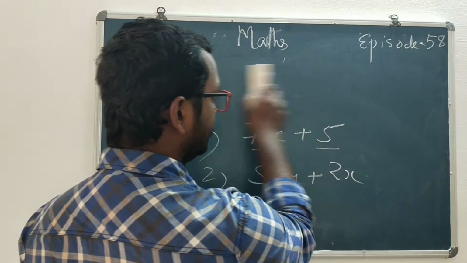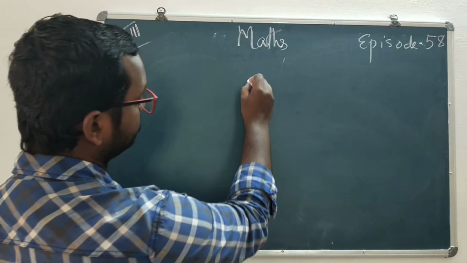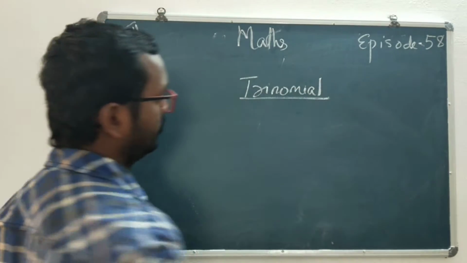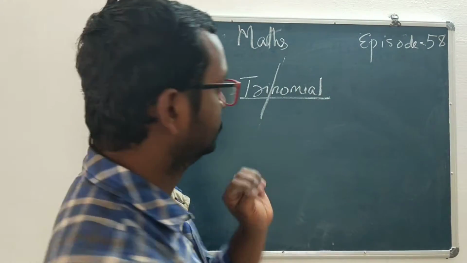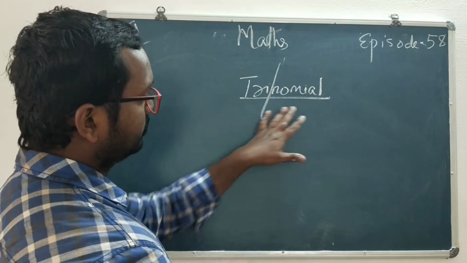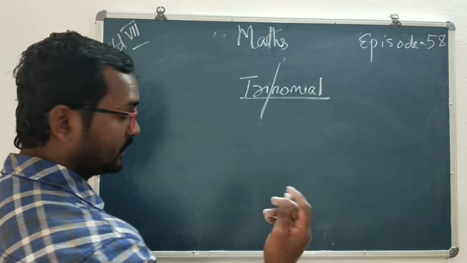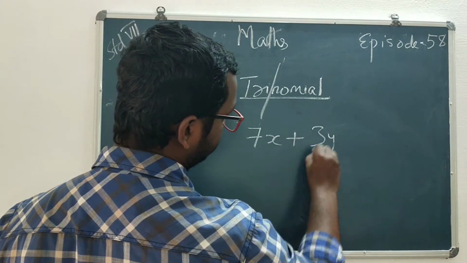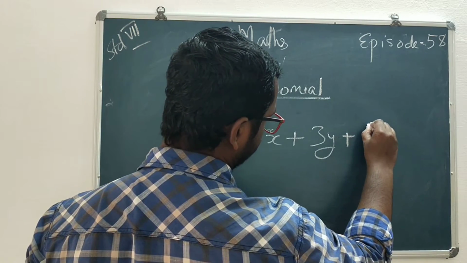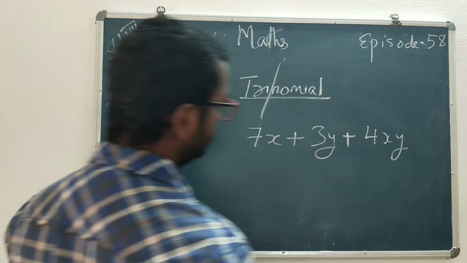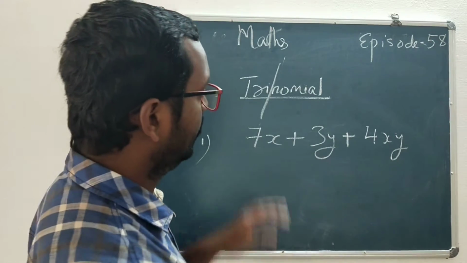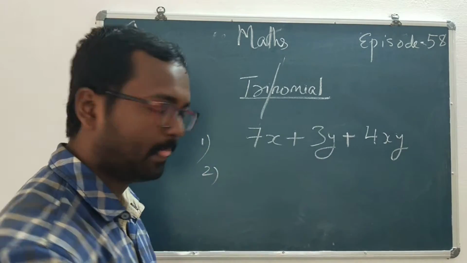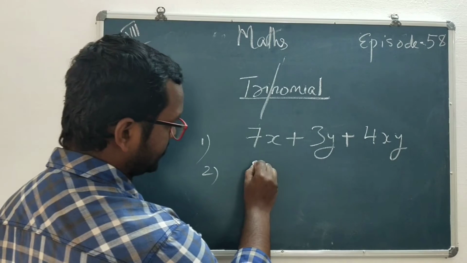Now let us look at trinomial. Tri means 3. Okay, trinomial means 3 terms. So 3 terms are there. So let's say 7x plus 3y plus 4xy. This is one example of trinomial. There are 3 terms, 1, 2, 3. Now let us look at one more example.